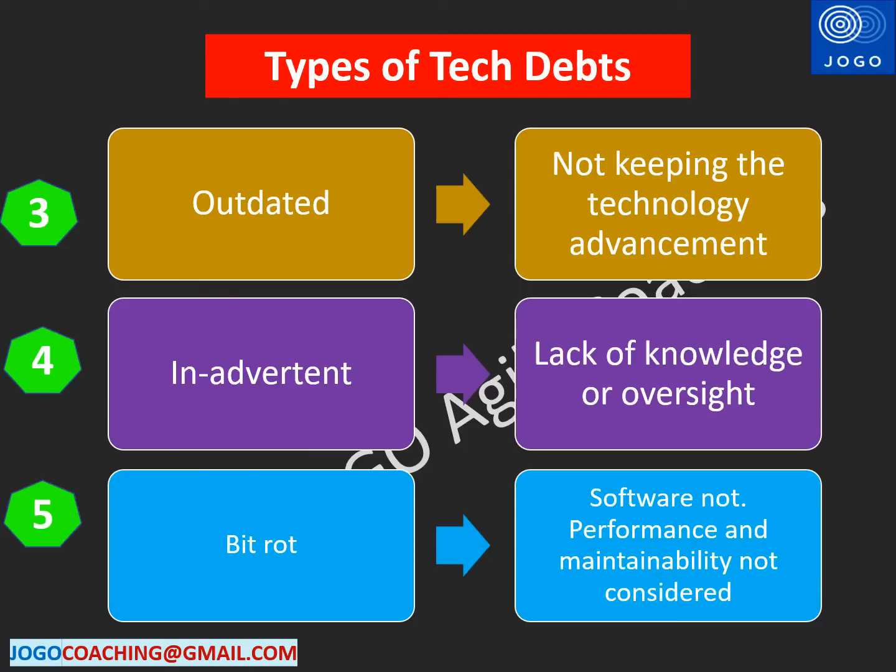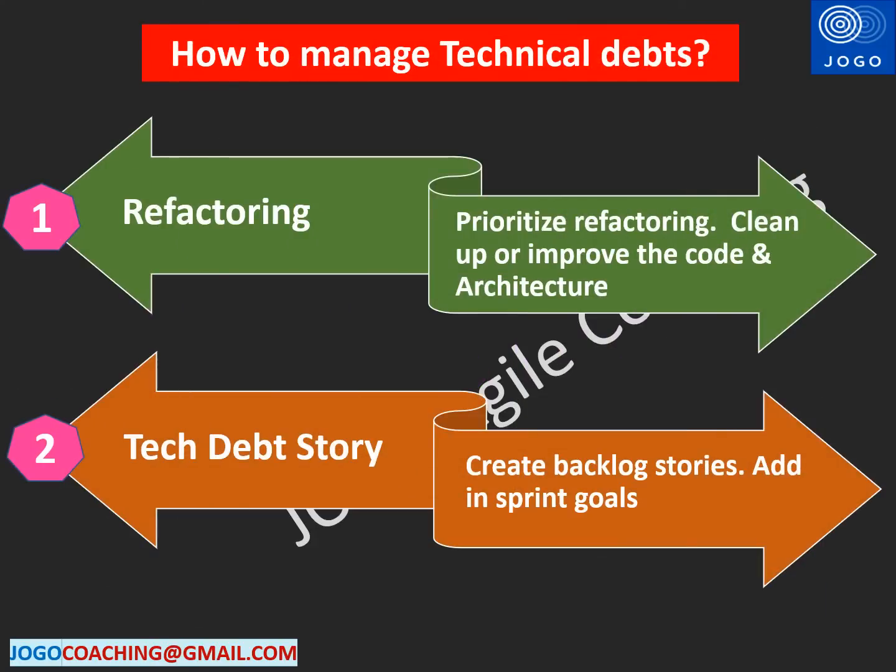Now I will explain the approaches to manage and address technical debts. We can follow 5 different approaches to manage and address technical debts. Let's understand all these 5 approaches. The first approach is refactoring. Include refactoring as a part of the backlog to address them. This can be prioritized based on the impact on the project. For example, during the sprint planning, the team can allocate some time to clean up the code or improve the existing code or the architecture. So this is called the refactoring approach.